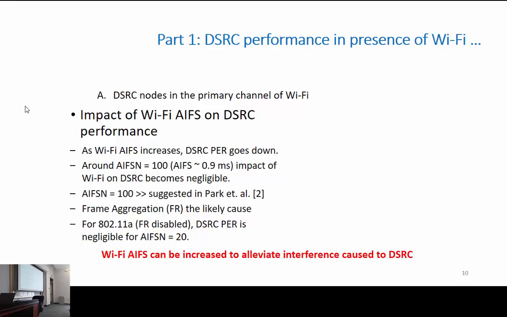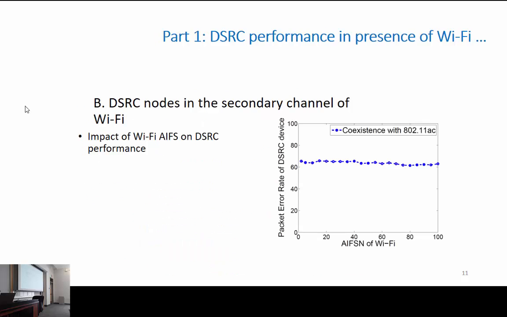So here's the gist of what I just said, and this makes you think that okay, if you need to back off for such a long time anyway, do you even want to share the channel? So we'll see that in a bit. But this is what happens if DSRC devices operate in the secondary channel of Wi-Fi devices. So we use the same topology, but now DSRC devices are not operating on the primary channel, they are coexisting with the secondary channel of the Wi-Fi.